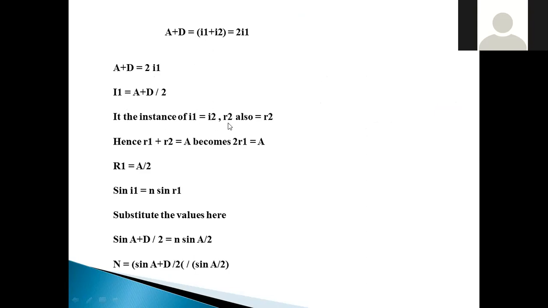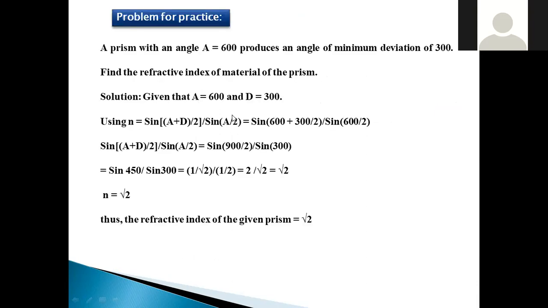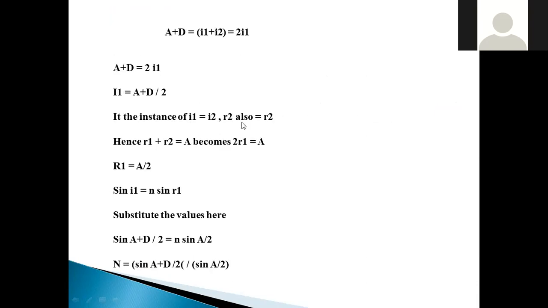In this instance, I1 is equal to I2. If I1 is equal to I2, then angle R1 is equal to R2. R1 is the angle of refraction at the first surface, R2 at the second. Hence R1 is equal to R2, and 2R1 is equal to A. So R1 plus R2 is equal to A.